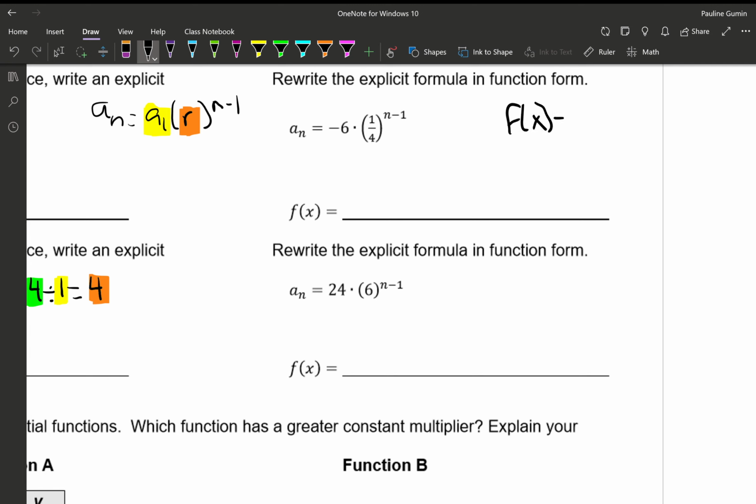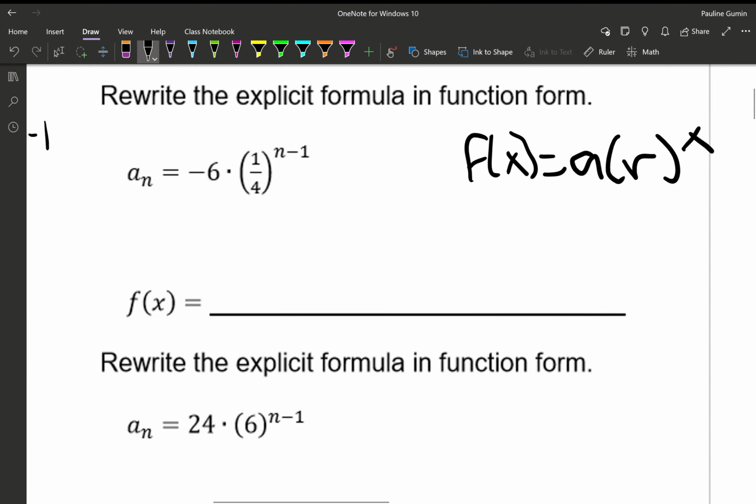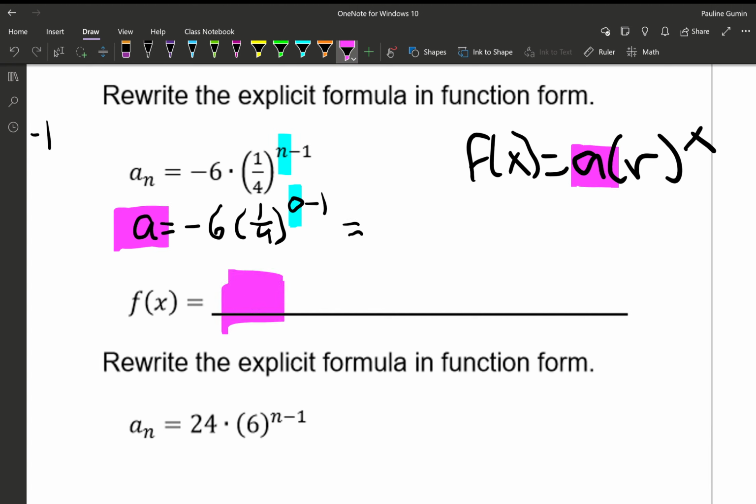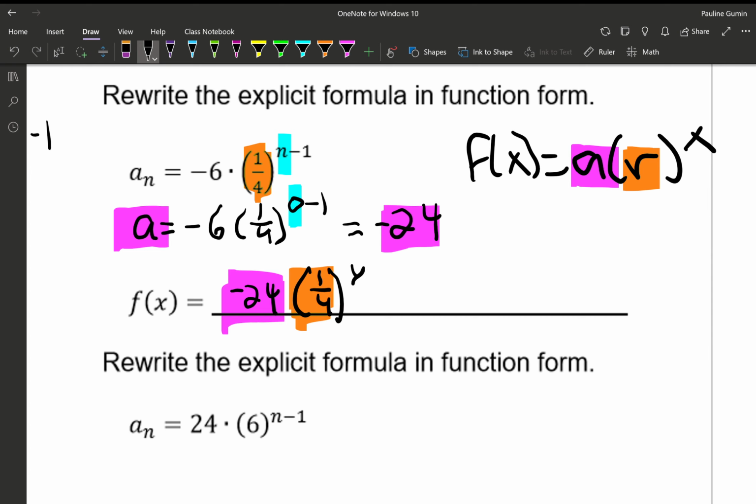Function form is f of x equals a r to the x. Now in order to find a, what we're going to do is in your calculator, you plug in your function with a 0 instead of n. The reason we do that is because 0 plugging in for n gives us the y-intercept, and that's what a is. A is our y-intercept. When I plug this into my calculator, I got -24. All right, -24. The r is the same as in the original, so it's 1/4 to the power of x.